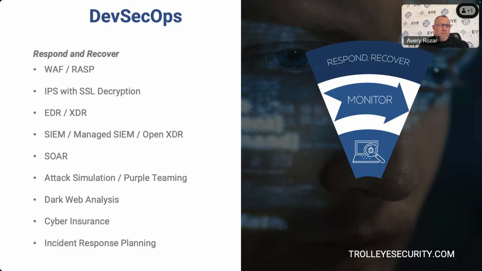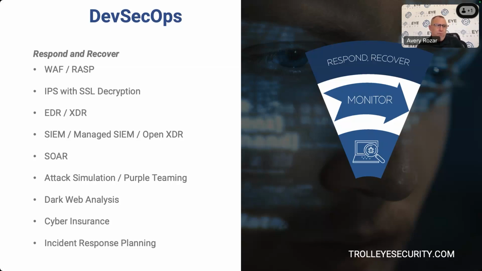RASP is essentially runtime application self-protection. It runs almost in a pod in itself, protecting every single instance of that application, whereas a WAF is going to be outside to protect many different applications. IPS, the only way IPS is going to help you in any way is with SSL decryption, obviously. EDR and XDR, you're going to be getting a lot of logs. This is where all your SIEM monitoring comes in, and SOAR is huge. You want to have that automated response.